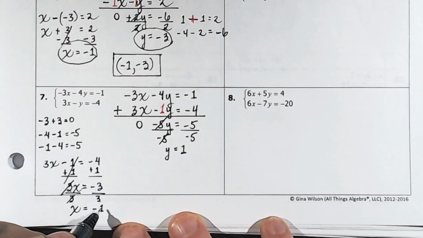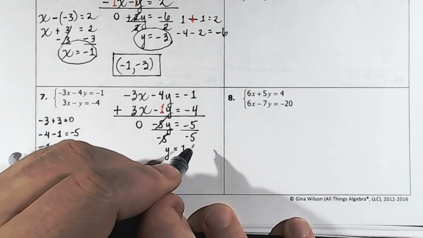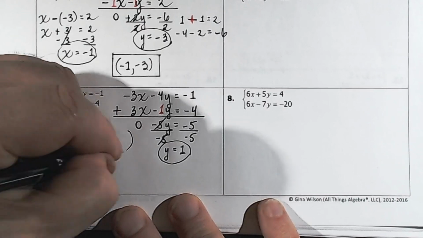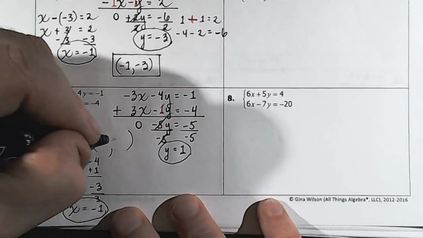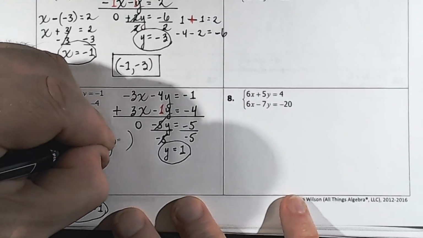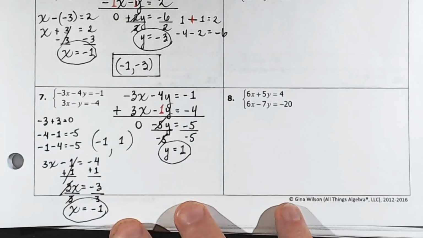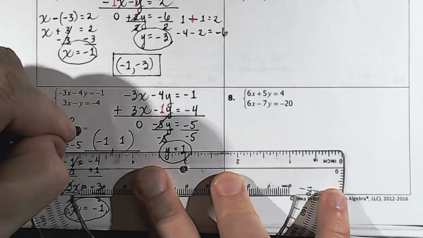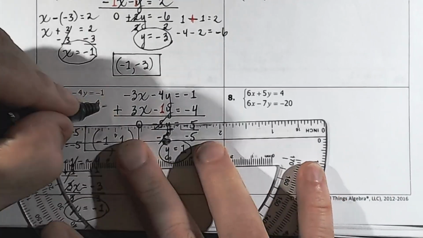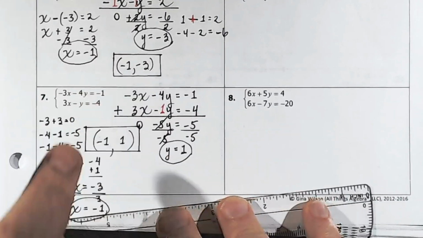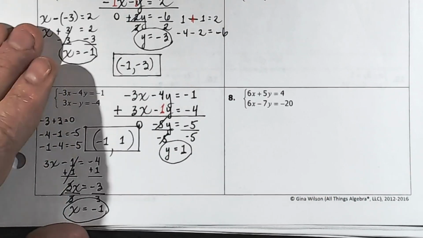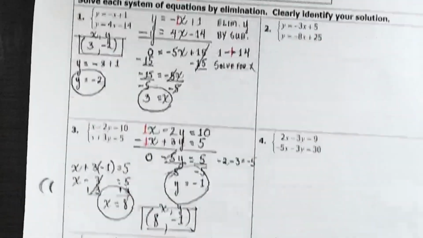So now I have x equals negative 1 and y equals 1. So the solution to the system of equations, x comma y, is negative 1 comma 1. Let's put that in a box. And remember, this is where two lines will intersect on a coordinate plane. If we graph these two lines, they would intersect at negative 1 comma 1. All right, so now we're ready to flip the page.